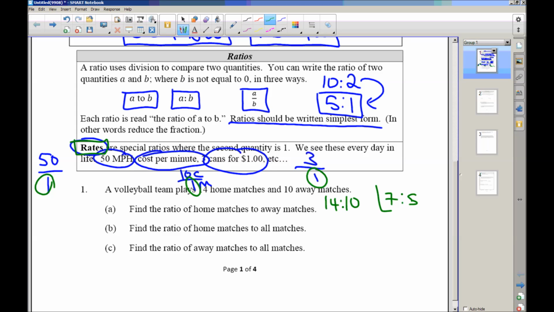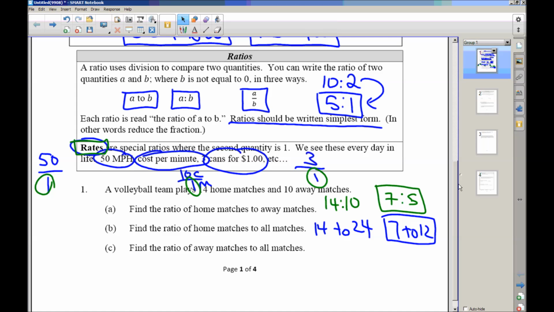Okay. Part B, find the ratio of home matches to all of the matches. Home matches were 14. Okay. All of the matches were 24. You have to get that by adding up the home and the away. This is not reduced, so we need to reduce this to 7 to 12.